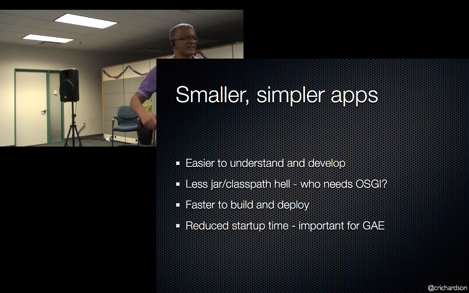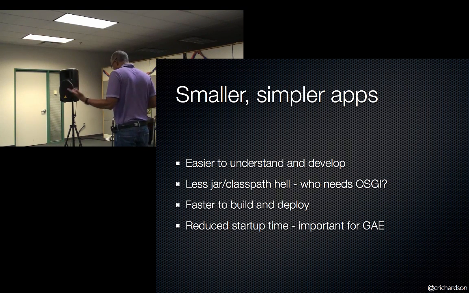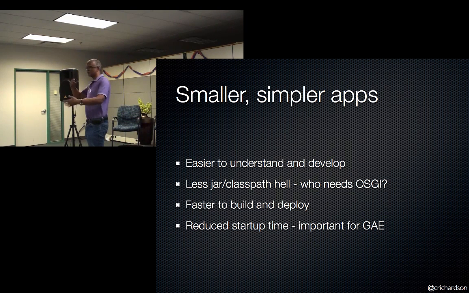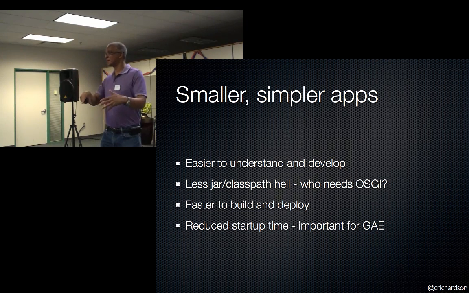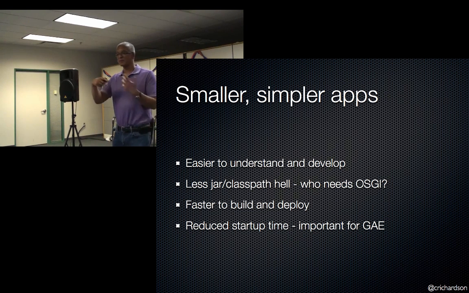Less jar classpath hell, which you can run into with very large applications. I think one of the motivations for using OSGi was really to solve the problem of: I've got this giant monolithic application. How do I redeploy different bits of it? How do I deal with classpath complexity and so on? And if you've actually broken your app up into lots of little services, you've eliminated the need for OSGi.